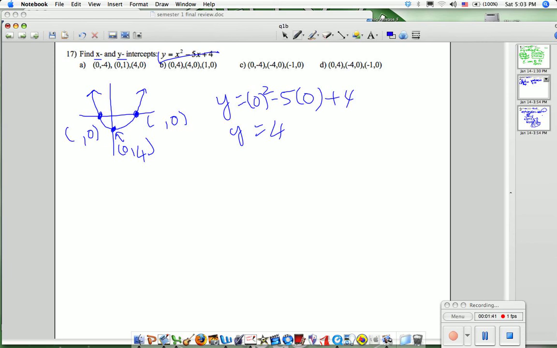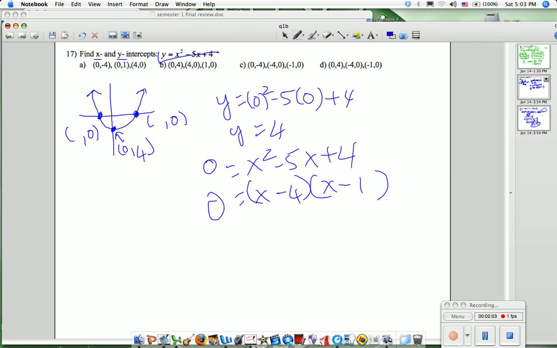So what do we need to do? Let's set y to 0. So 0 equals x squared minus 5x plus 4. And guess what we have to do? I have a feeling we're doing some factoring. Yes, it is. So x and x, and 2 numbers that multiply to get 4 and add to get negative 5. So negative 4 and negative 1. Don't forget the negatives. Set it equal to 0, so the zero product property: x minus 4 equals 0, then x minus 1 equals 0. Then plus 4, and then plus positive 1.